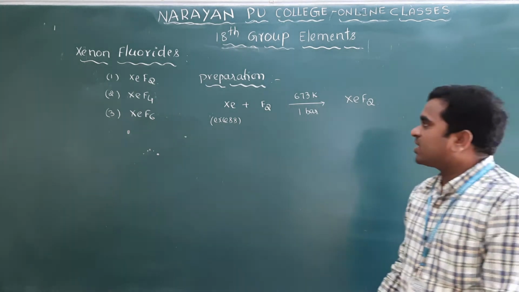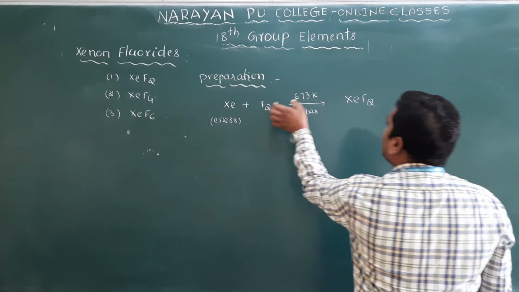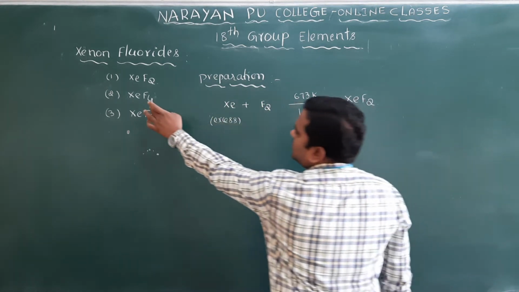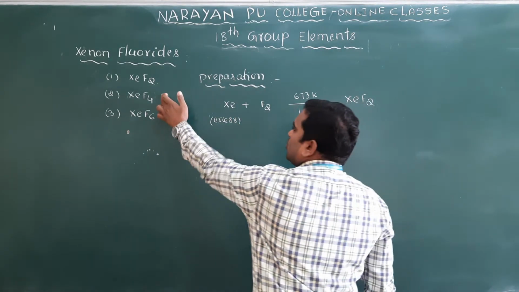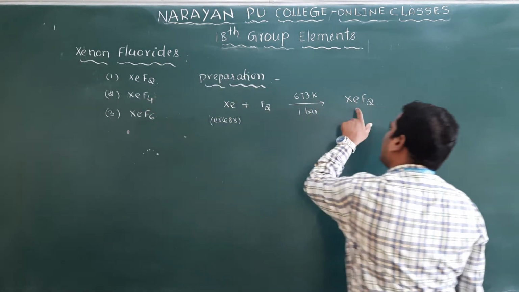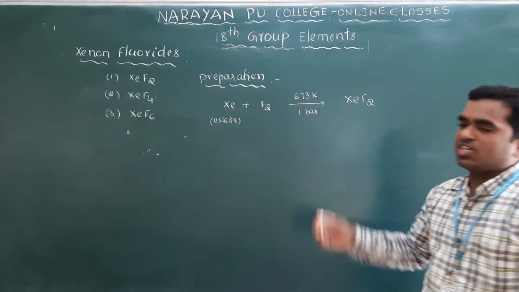Why have I mentioned excess? If you take excess fluorine, it may form xenon tetrafluoride and xenon hexafluoride along with this. So you have to take the excess amount of xenon, and you will get xenon difluoride.